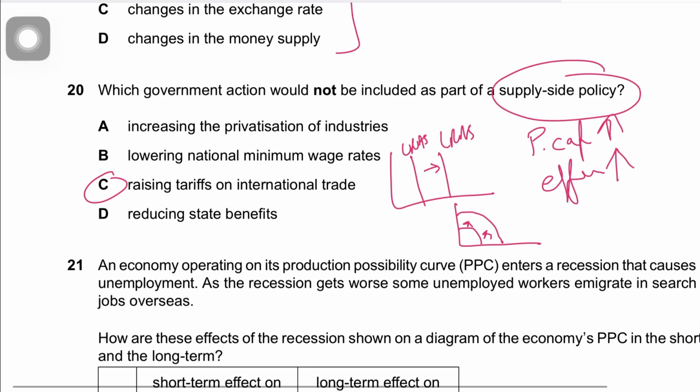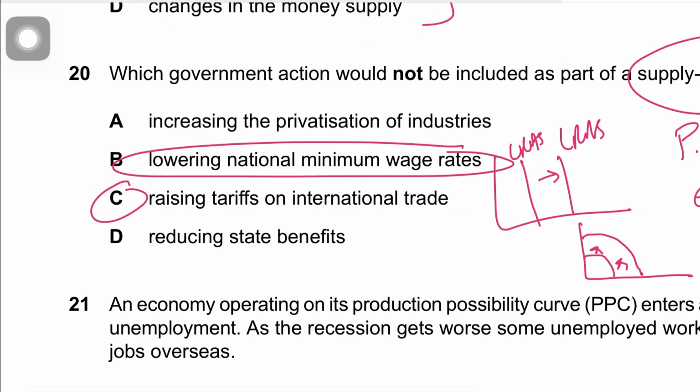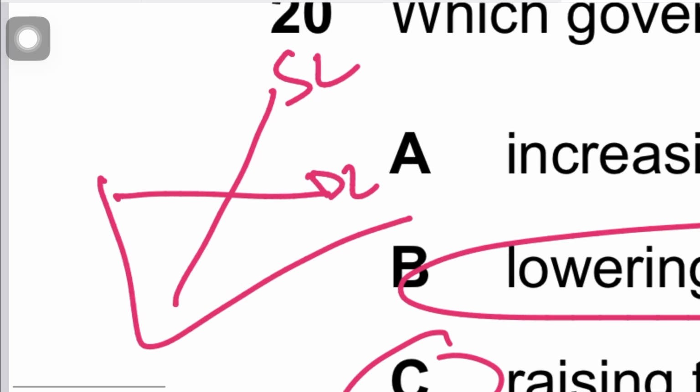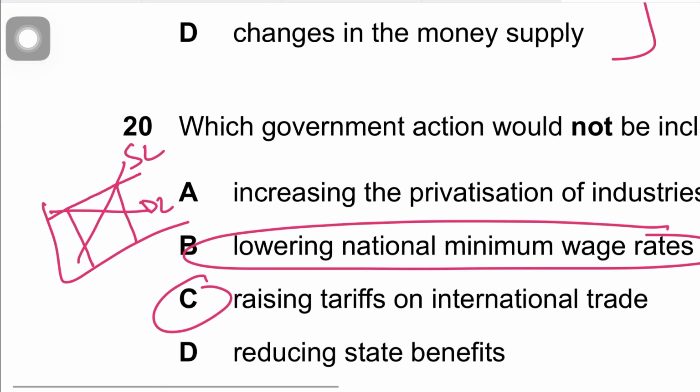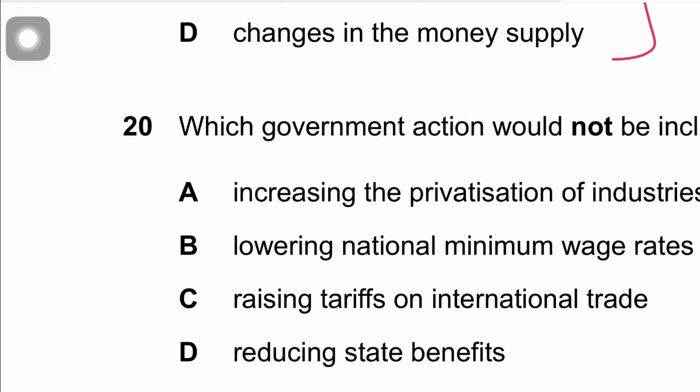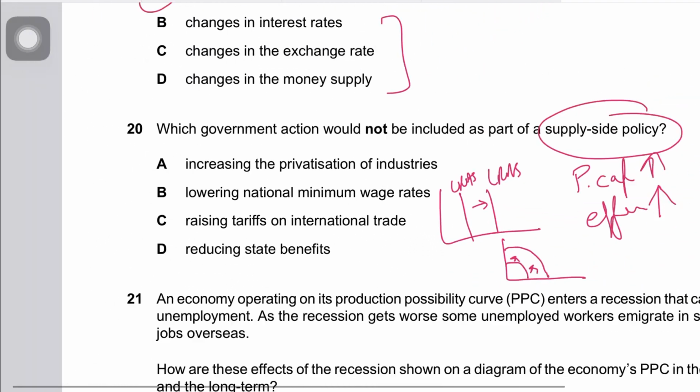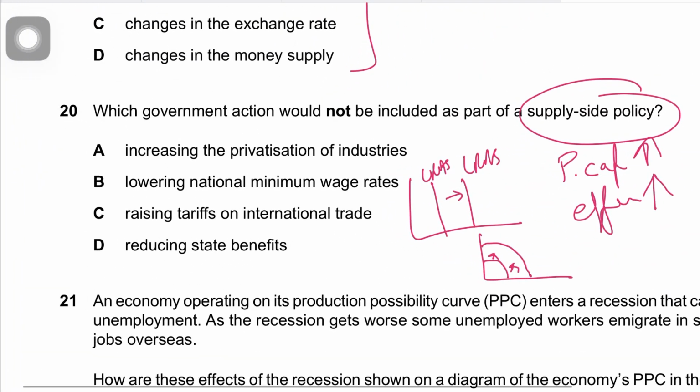Lowering national minimum wage rates is actually done to improve labor market flexibility, because when you impose high minimum wages, this is demand and supply of labor. When you impose very high minimum wages, it creates surplus labor and it creates inflexibility, because it creates surplus unemployed labor. So you want to improve labor market flexibility so that more people are employed, and you want to lower the national minimum wage. That's okay. So that is actually a supply side policy.